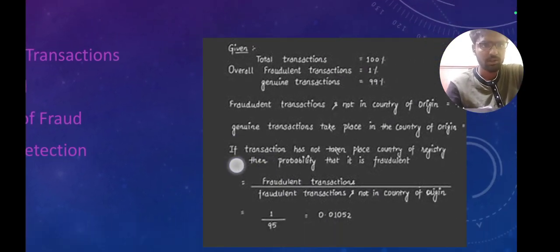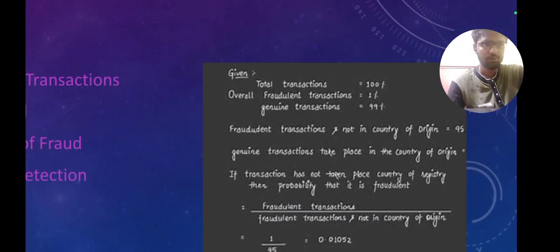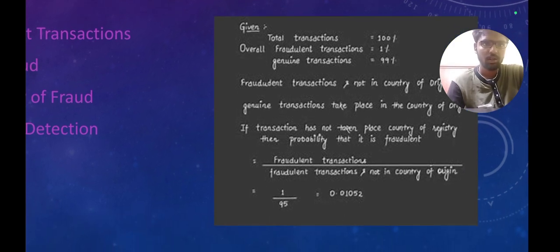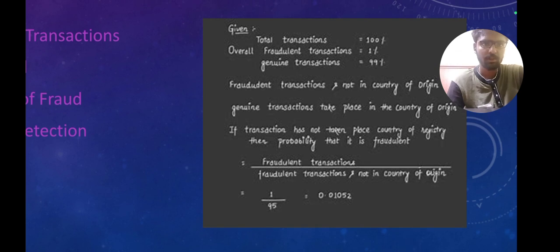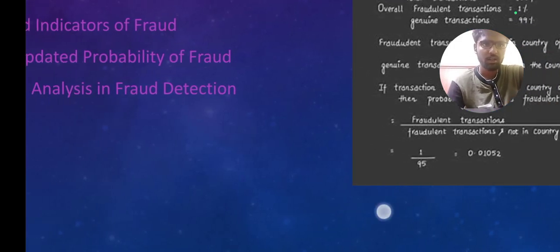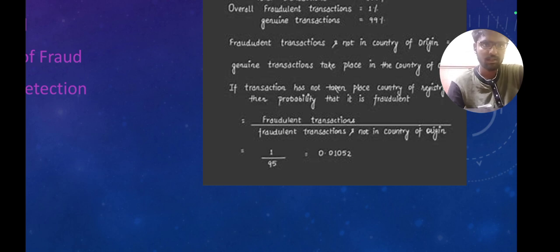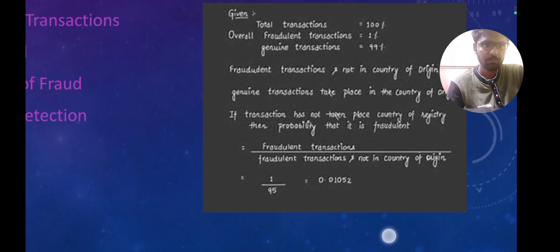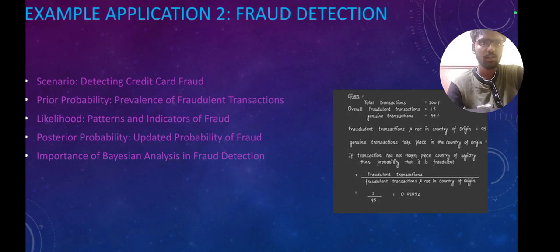So here you can see the answer: total transactions equal 100%, overall fraudulent transactions equal 1%, genuine transactions equal 99%. A fraudulent transaction is not in our country, while a genuine transaction takes place in the country. If the transaction has not taken place in the country, then by using Bayes analysis we may get 0.01502 as the probability.